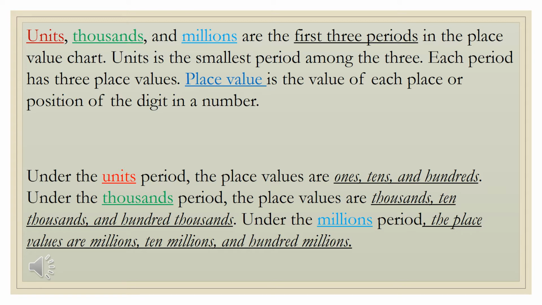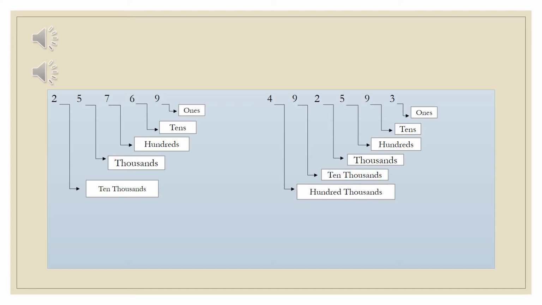Place value is the value of each place or position of the digit in a number. Under the units period, the place values are ones, tens, and hundreds. Under the thousands period, the place values are thousands, 10,000s, and 100,000s. Under the millions period, the place values are millions, 10 millions, and 100 millions. This is what it really looks like when you name the digits and their place value.